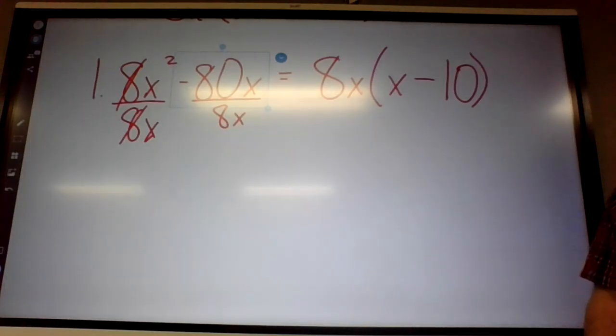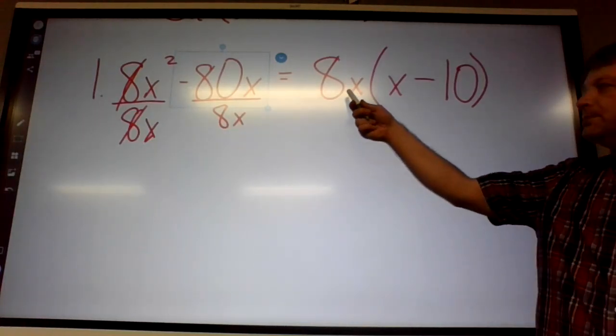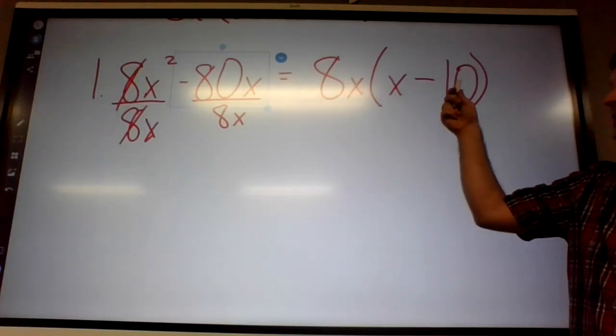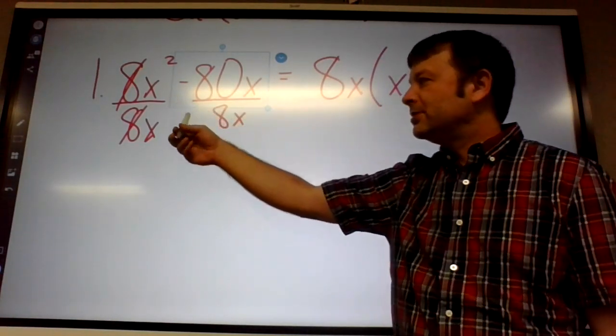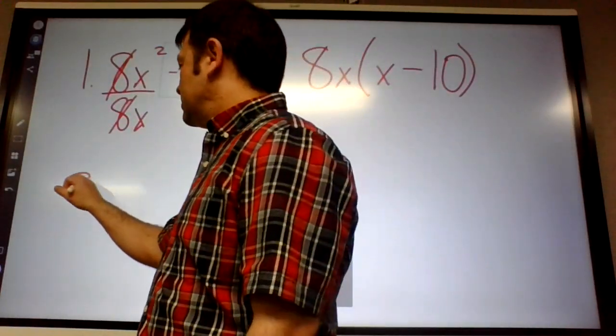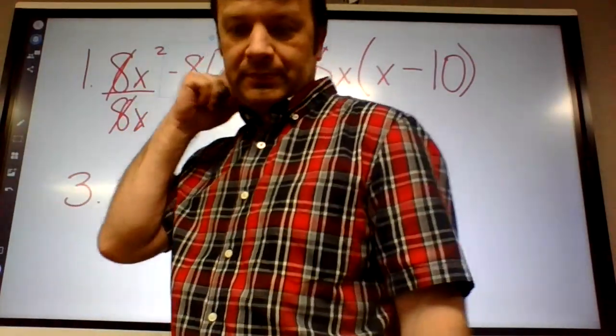Do you know how we could check this problem? Multiply 10 by 8 and 8 by x. If you distribute this back together, it should turn back into this. That's just to check it.